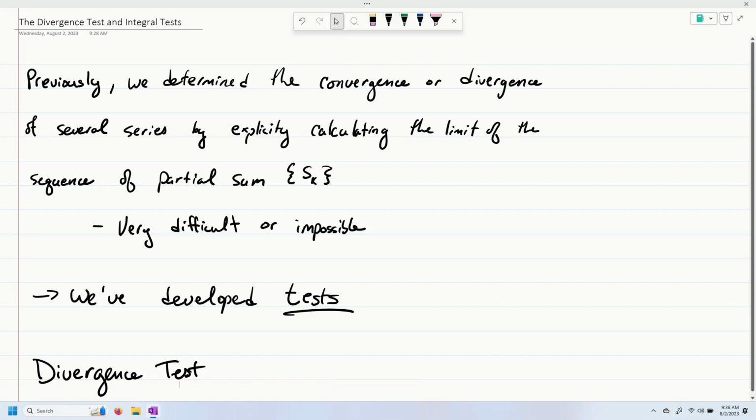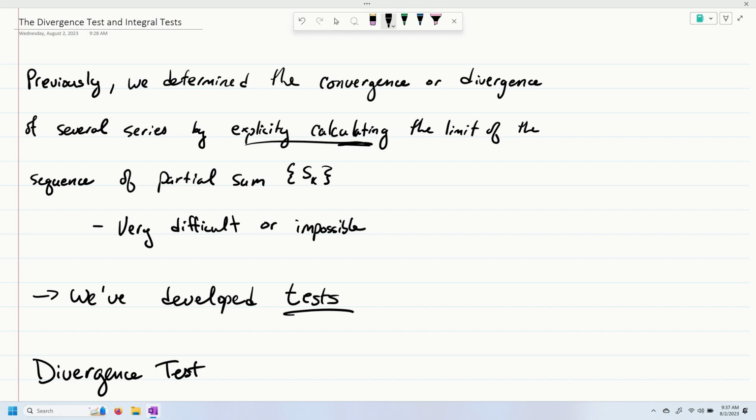In this video, we're going to start learning our different types of tests that we're going to be using to figure out convergence or divergence of a series. Previously, we've determined the convergence or divergence of several series by explicitly calculating the limit of the sequence of partial sums. But the problem with this is sometimes to do that, it's very difficult or it's impossible. So, we've developed tests to do this.